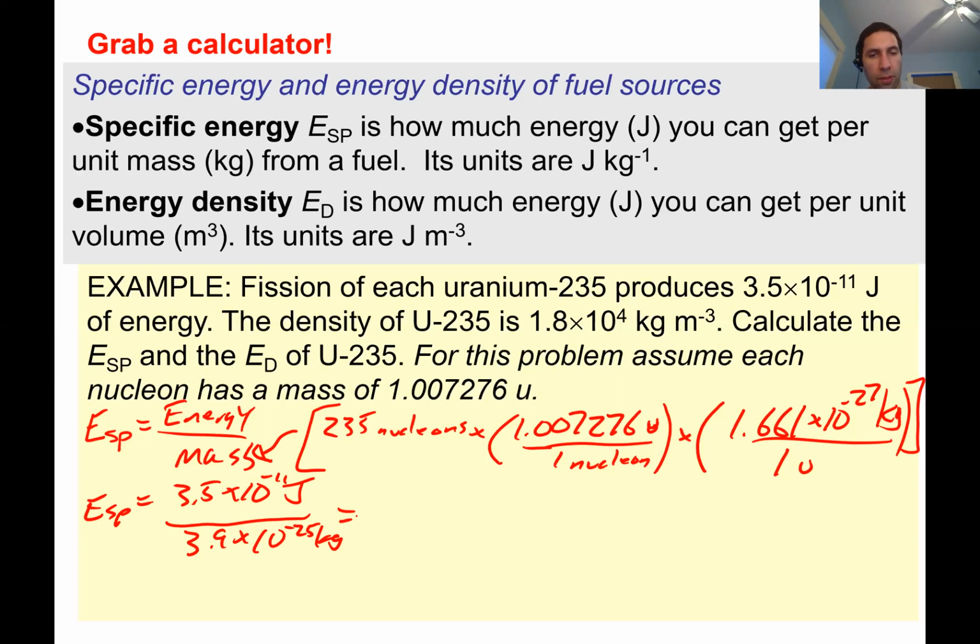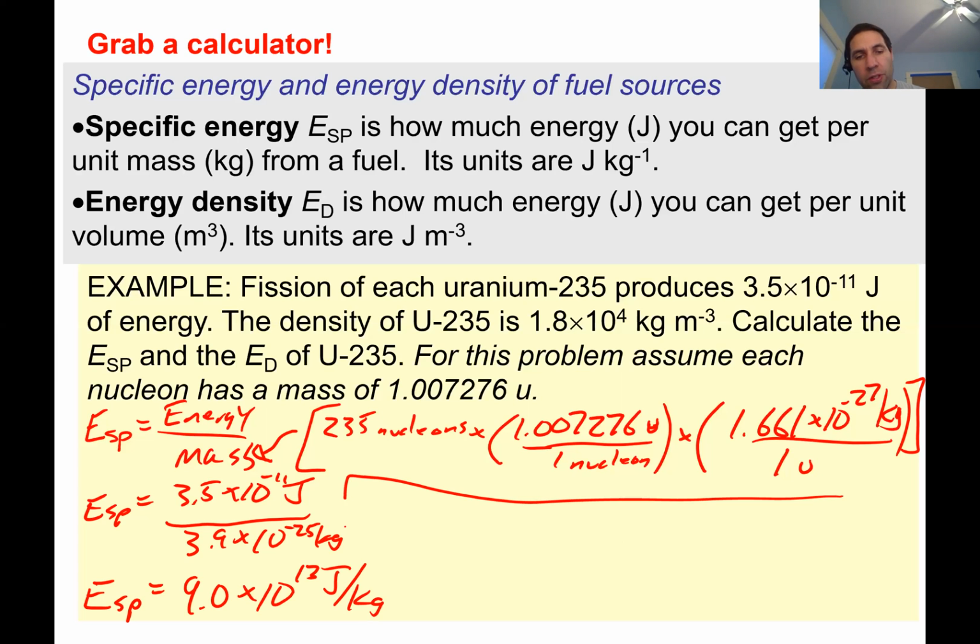What does that equal? Oh, let me do this down here. Yes, it'll work best. The specific energy equals roughly 9.0 times 10 to the 13th joules per kilogram. Sorry, my penmanship is not the best today. So that's specific energy. And by the way, you're going to see in a second, that's quite a bit.